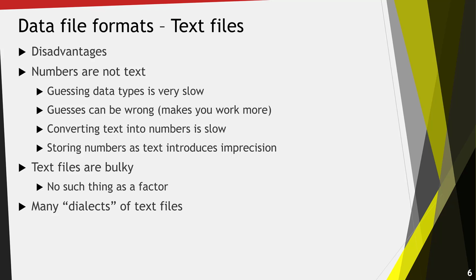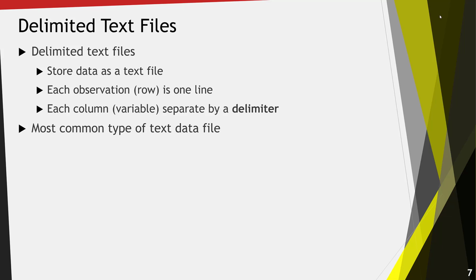There's no such thing as a factor data type. Whenever you have textual data, the full piece of textual data needs to be stored in the text file. That can make these files really large. Lastly, there are many dialects of text files. These are different ways of separating observations and variables, and getting all of this information right is essential to reading a text file properly. There are several different ways of storing data in text files. The primary method are delimited text files. Reading delimited text files are what's covered in this video.